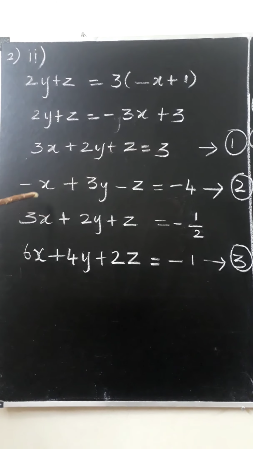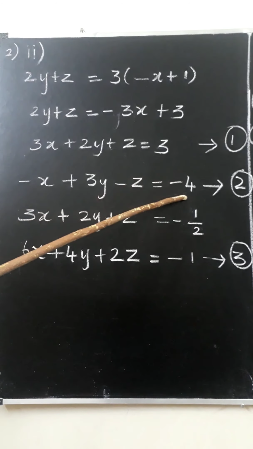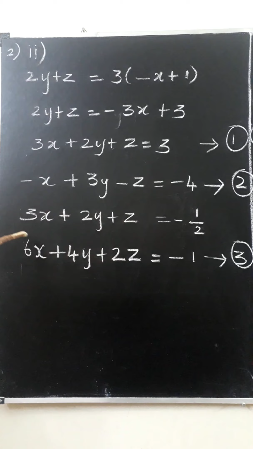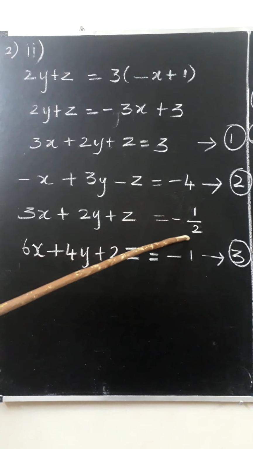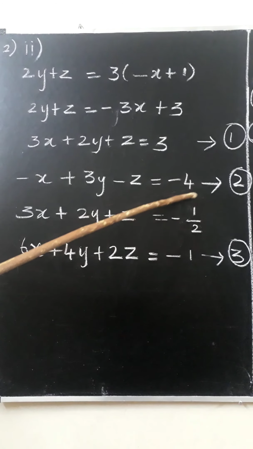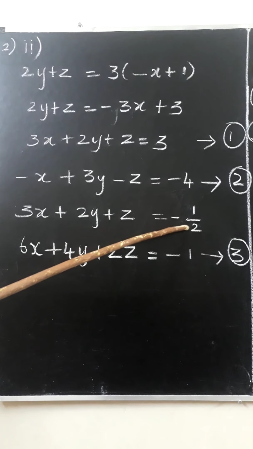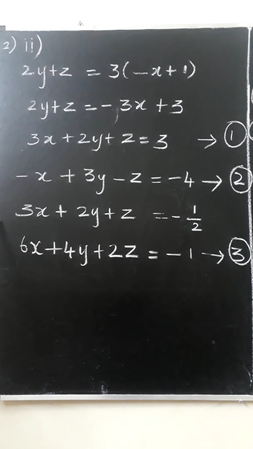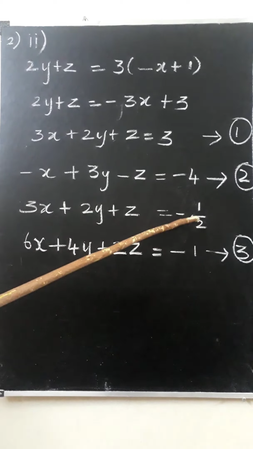Now the second equation, what is given in the book: minus x plus 3y minus z is equal to minus 4. And the third equation is given as 3x plus 2y plus z is equal to minus 1 by 2. The constant is given as a fraction. So take the denominator to the other side. It is in the division form, so it comes here in the multiplication form. So all these three terms should be multiplied by 2.